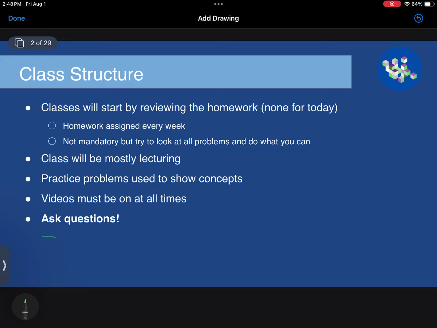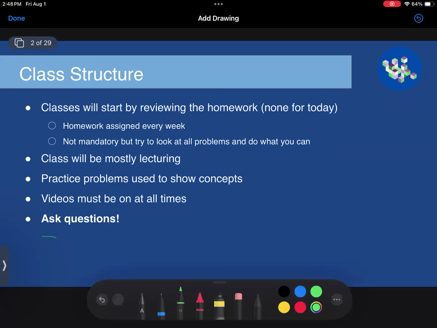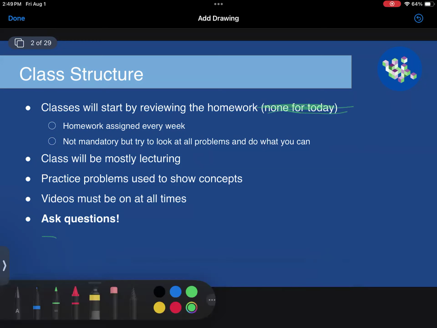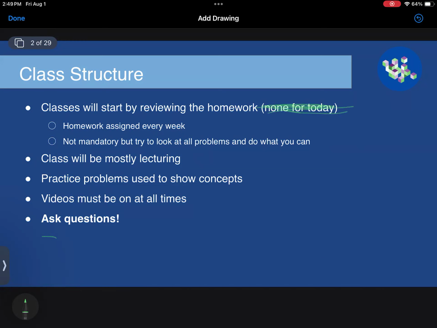We're gonna start by reviewing the homework. Oh yeah, we actually do have homework we have to review today. Let me scribble off that part. Remember, homework is assigned every week. It's not mandatory, but try to look at the problems and do what you can. I recommend you spend at least an hour on the homework problems. This week there are only four problems, right?